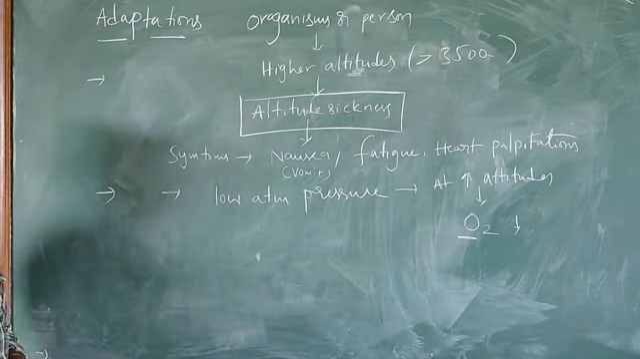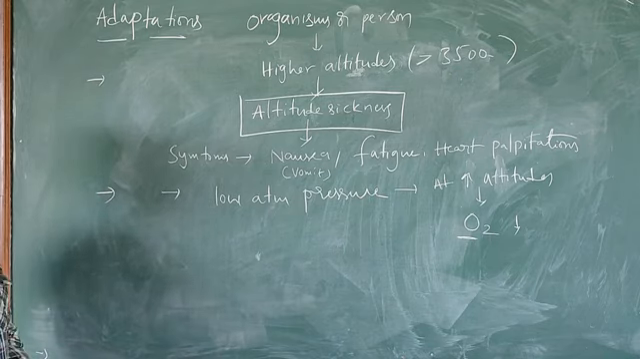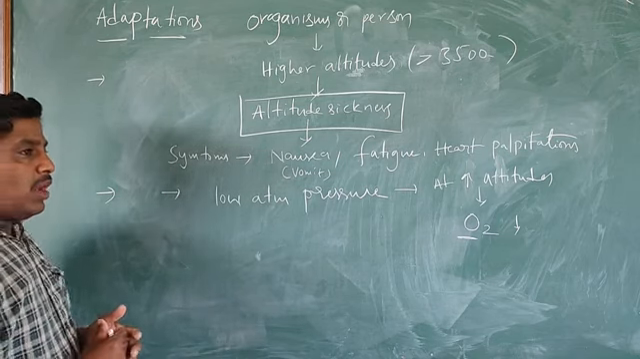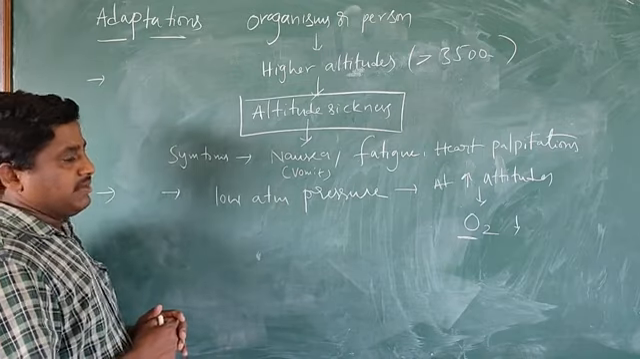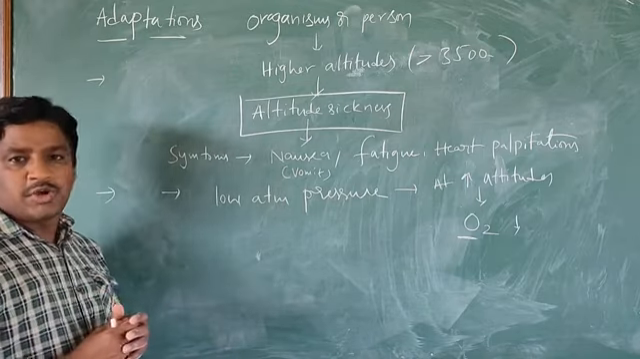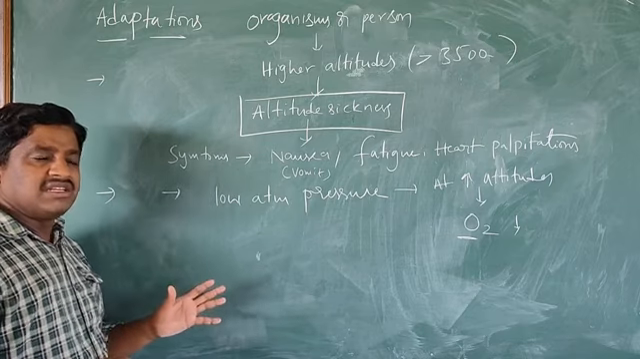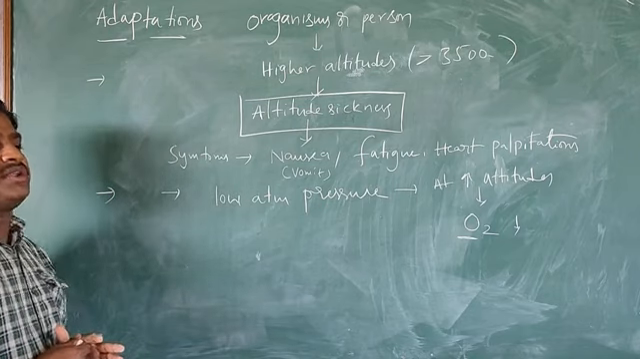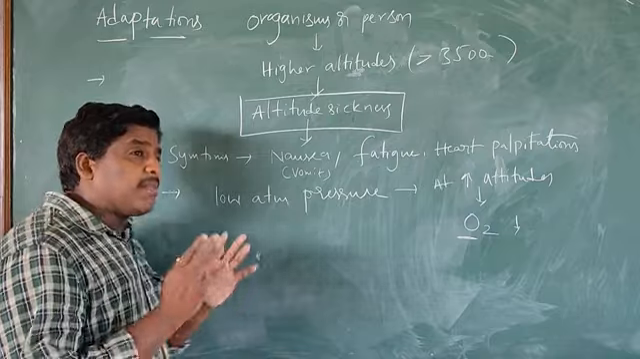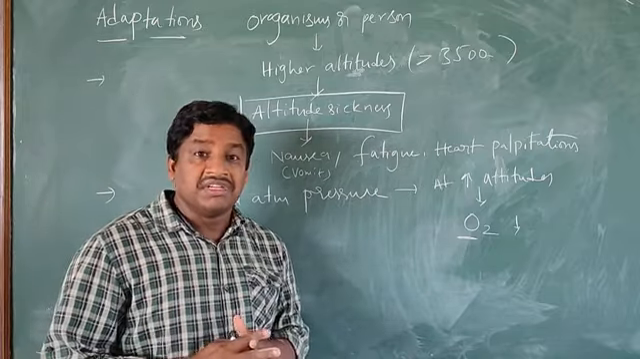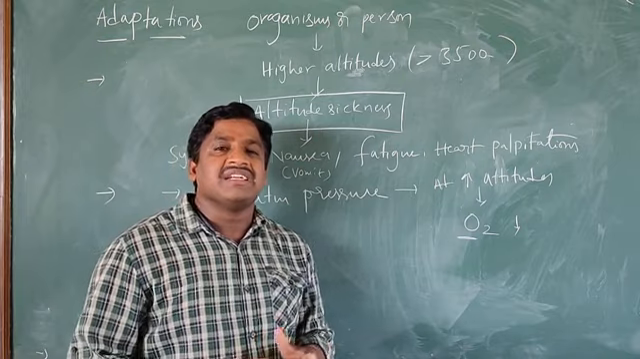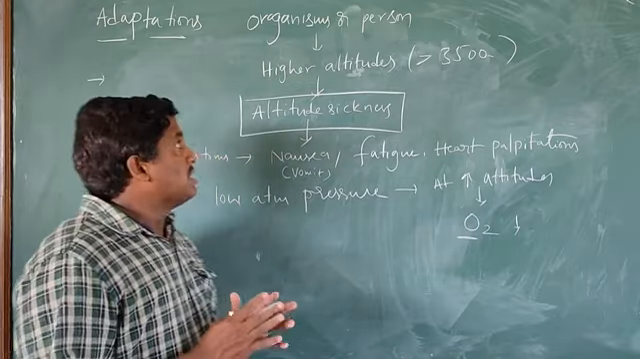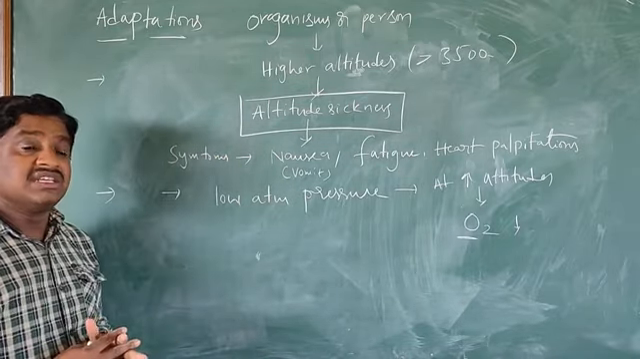So what will the body do? In such a situation, the body compensates for the low oxygen availability by increasing red blood cell production. And the binding capacity of hemoglobin with oxygen decreases. As a result, the rate of respiration increases. So this is how organisms are adapted to such a situation.